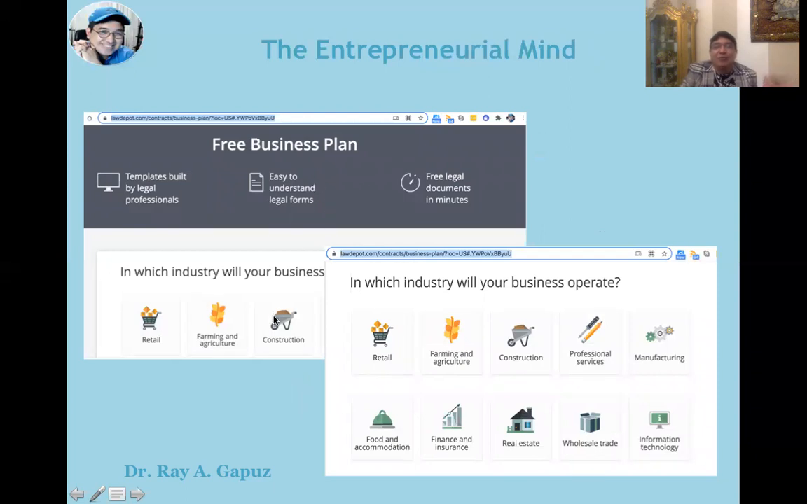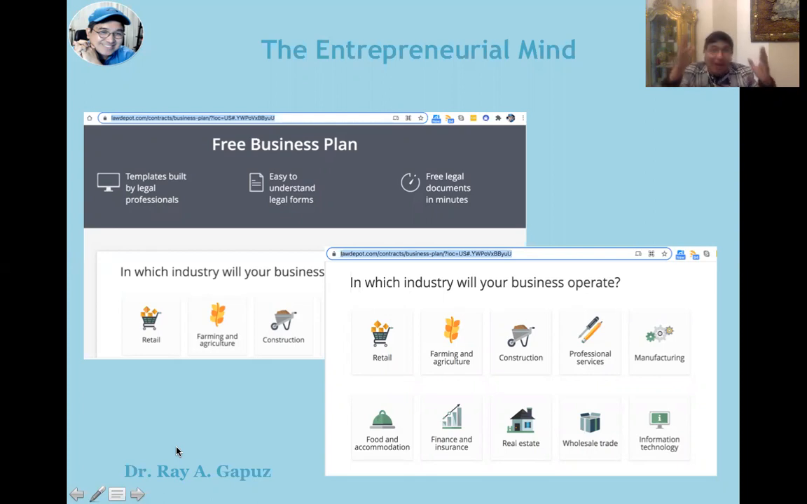All you have to do is to get the template that you need. For example, dito ka sa professional services. Click mo yan, may lalabas na dyan na template. You just have to fill it up. So I hope with this presentation, I made your life a little more easy.